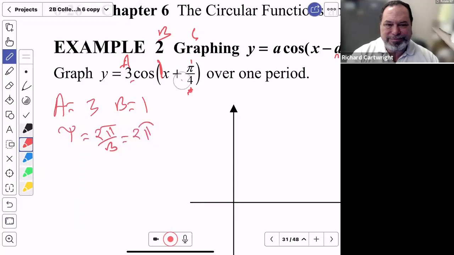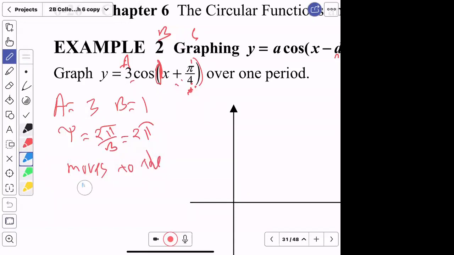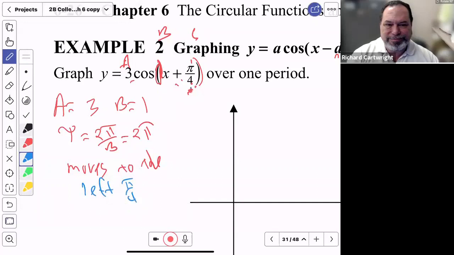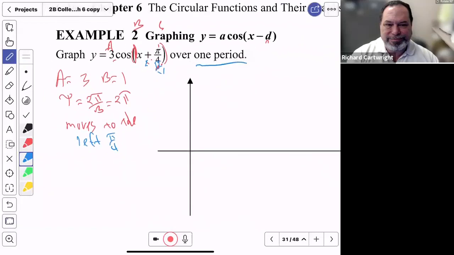Then I have this plus pi over 4. And it's inside the parentheses, and there's a 1 here. So as long as there's a 1 out front, then I can just say, what does this function do? It moves to the left pi over 4, because a plus pi over 4 means left pi over 4. So he wants one period again. So let's see.